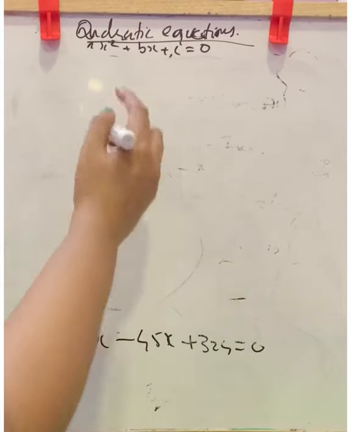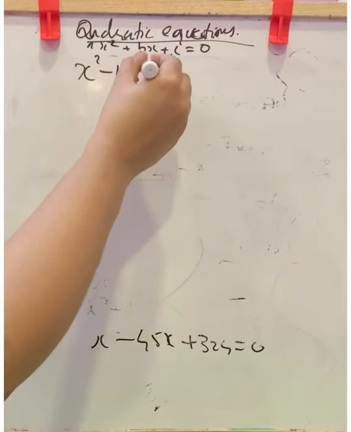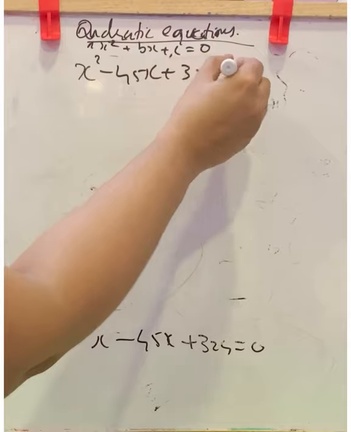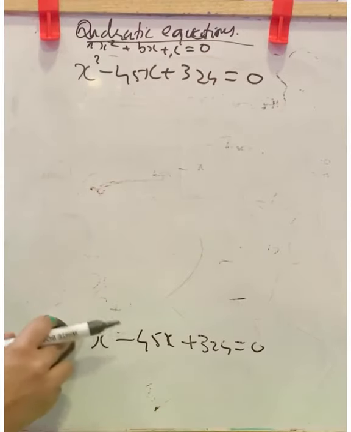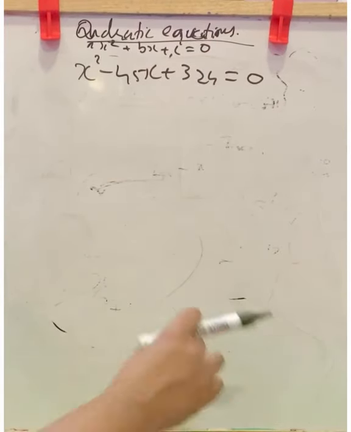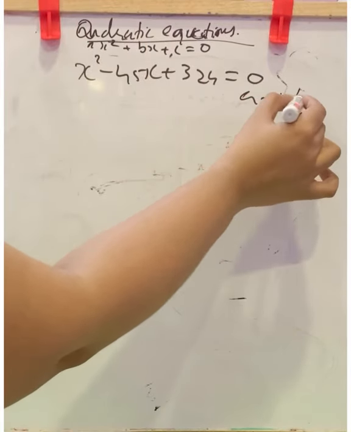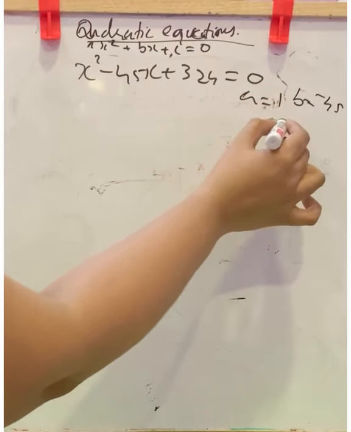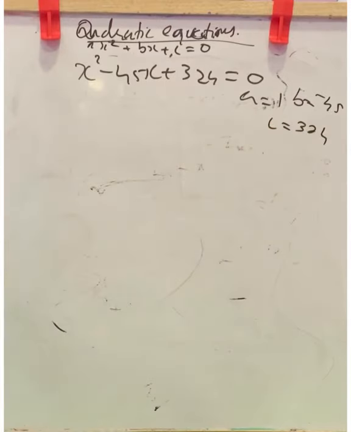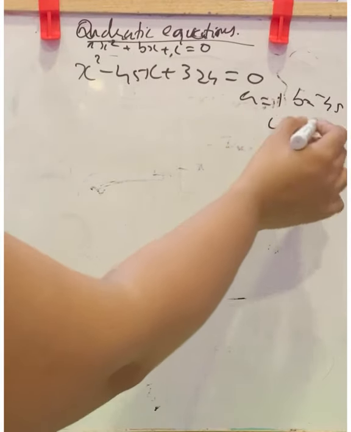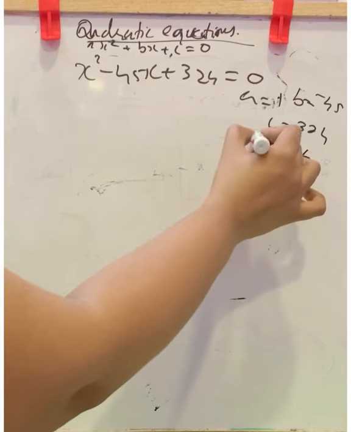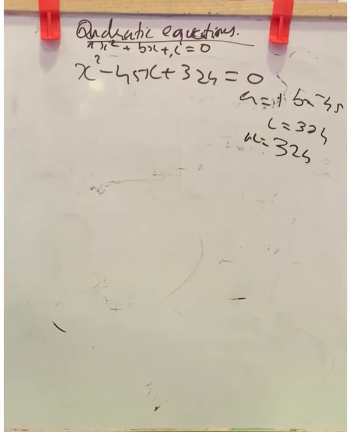The equation is x square minus 45x plus 324 equal to 0. Now we have to solve it. Here A is 1, B is negative 45, C is 324. Now A into C is 1 into 324, that is 324. You have to check all the factors of 324.